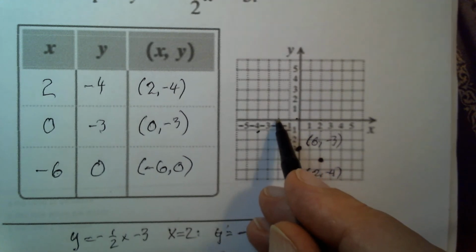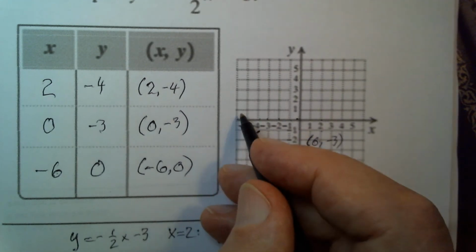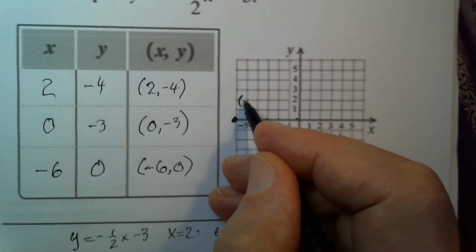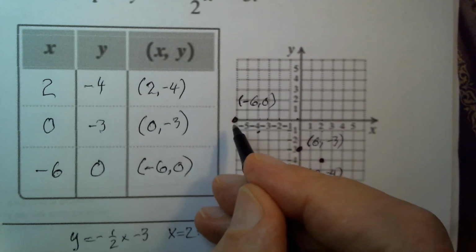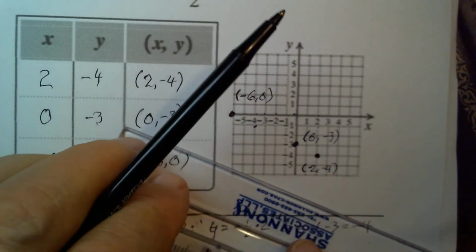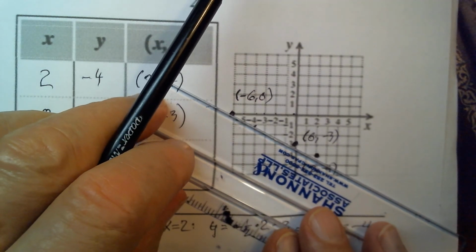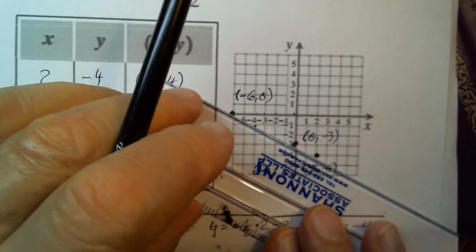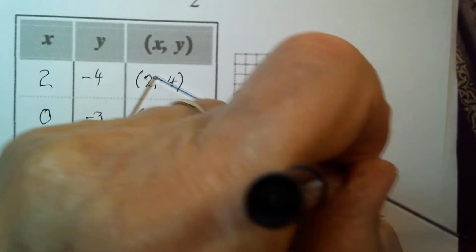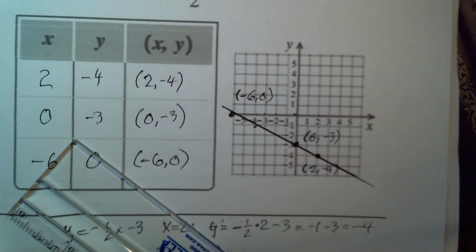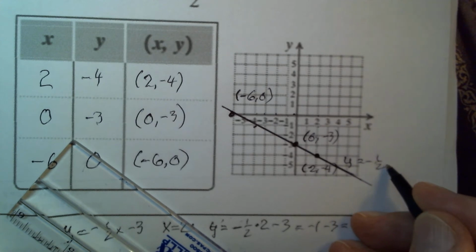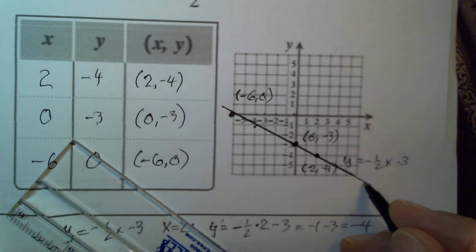And the point minus 6, 0 is minus 6 to the left. So minus 1, 2, 3, 4, 5, 6. And we remain at 0 here. So that's the point minus 6, 0. So that's a point on the x-axis. So now we draw a line through these 3 points. And that is the graph of the equation y equals minus 1/2 x minus 3.